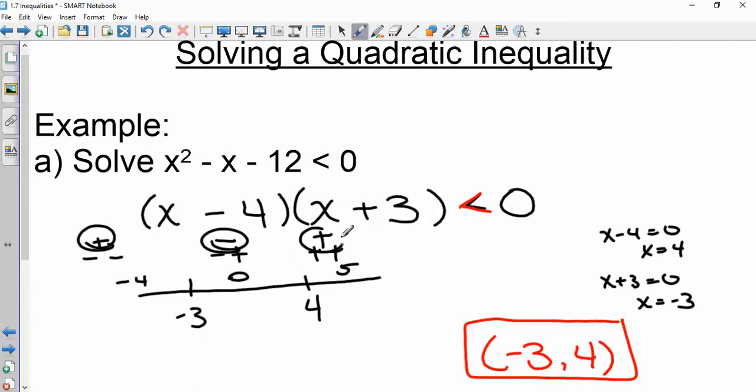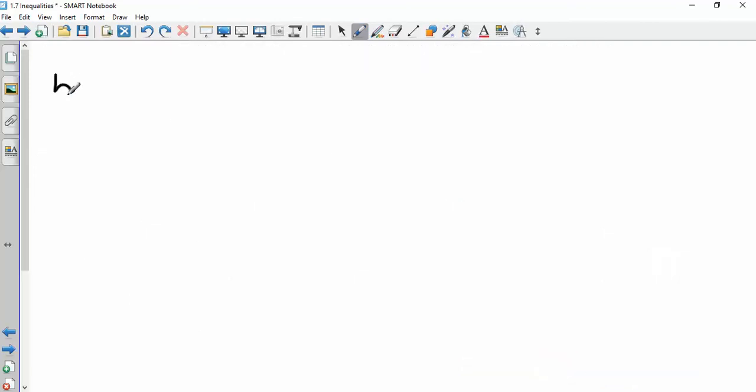If you plug in 5, 5 minus 4 is positive. 5 plus 3 is positive. Positive times positive is positive. So we wanted the less than 0 still. We get the same answer. So how many of you like looking at a graph? Okay, does anybody prefer plugging in numbers? Alright, so either one works. I will probably talk through both ways, at least the first few problems, just to give everybody those options. Alright, let's look at another one.